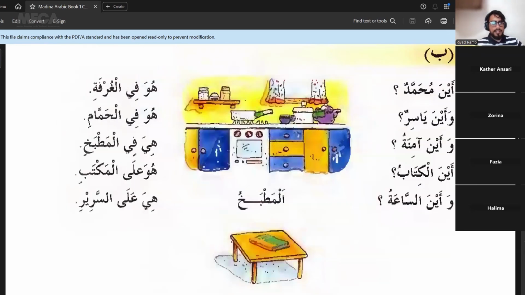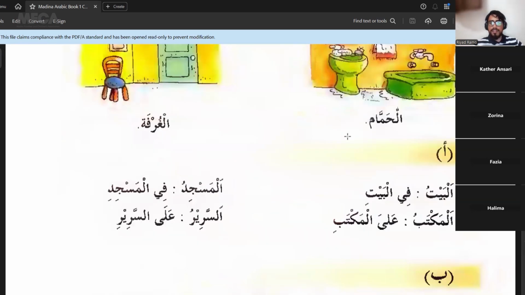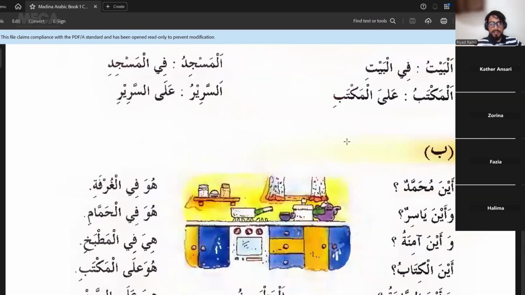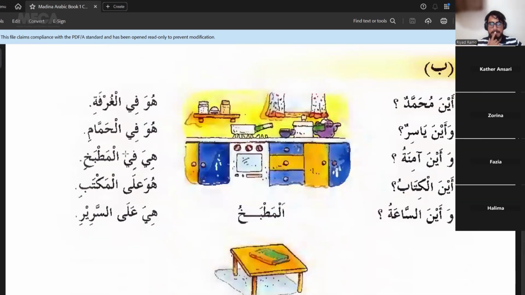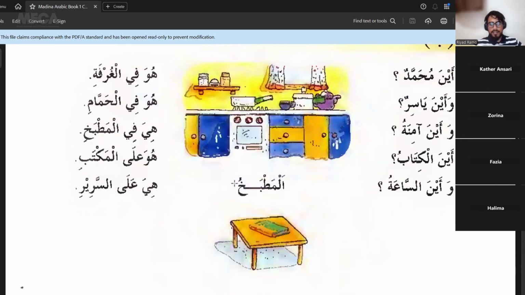See, look here. Fil matbakh. This sukoon is to help you. Fil matbakh. Good. Okay, so I'm going to give another example. We did bait. Let's do matbakh. Matbakh is good. Okay, kitchen.